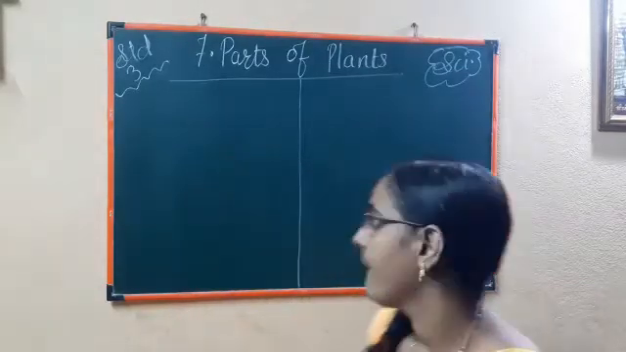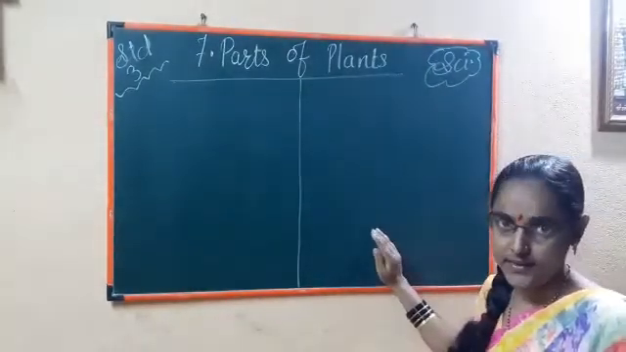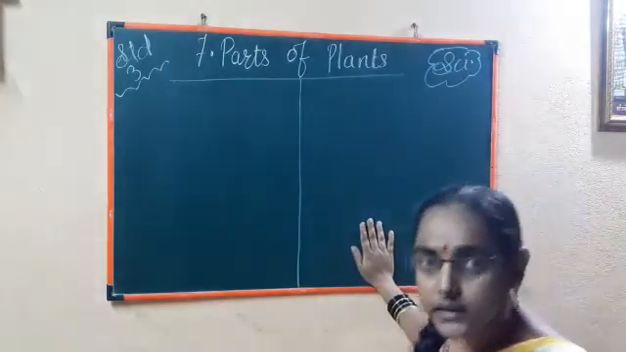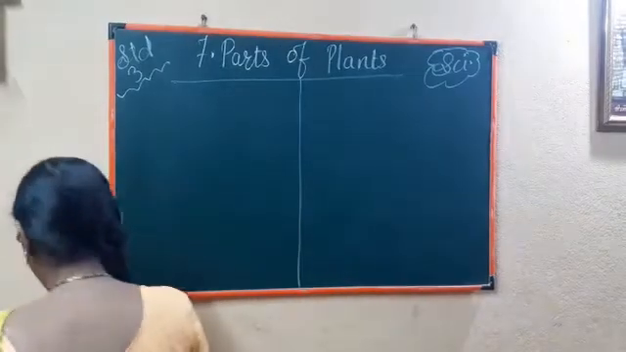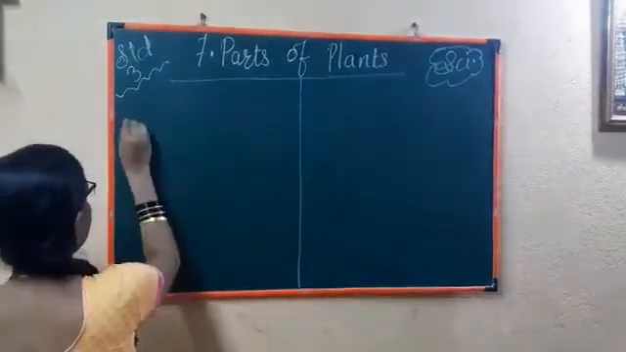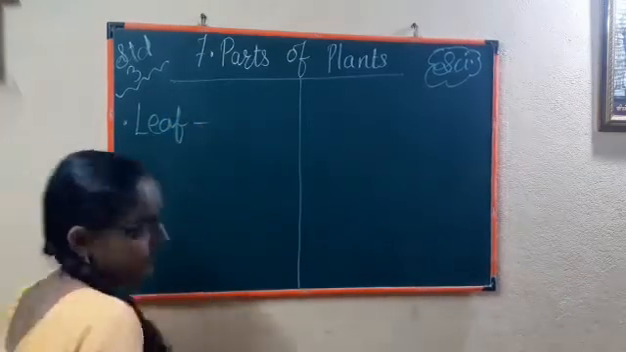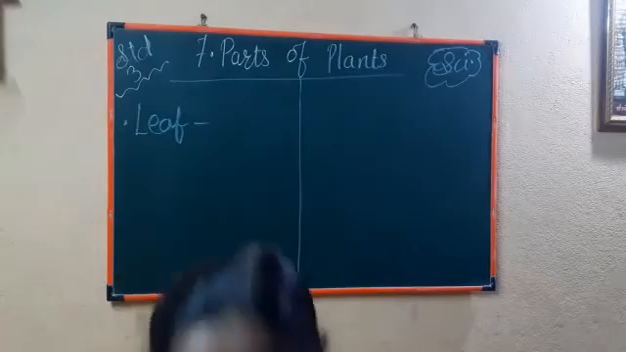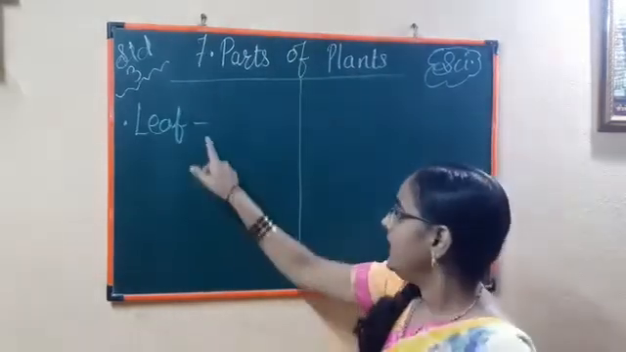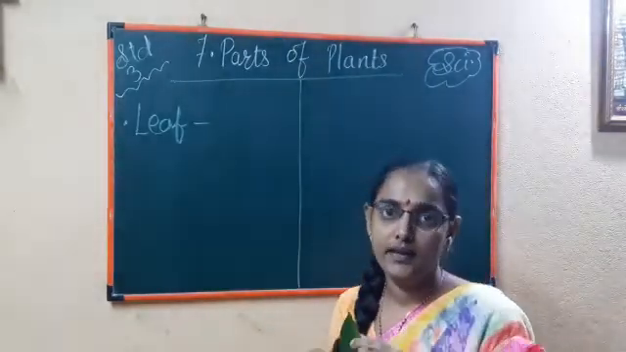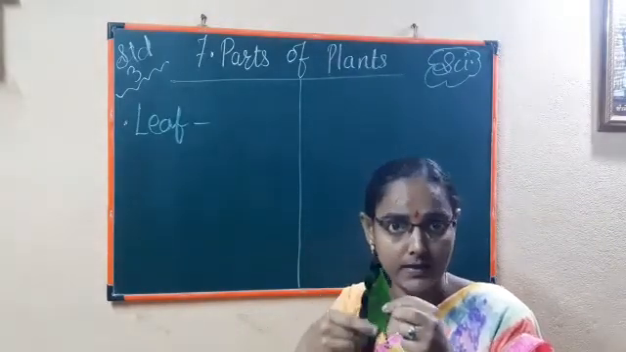Hello students, continuing with the 7th lesson, and in this 11th lesson we are going to learn about the next point, and the next point is the leaf of the plant. Now this is a leaf. Leaf is the part of the plant, and it has two parts.